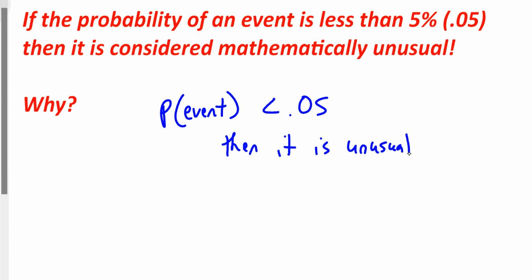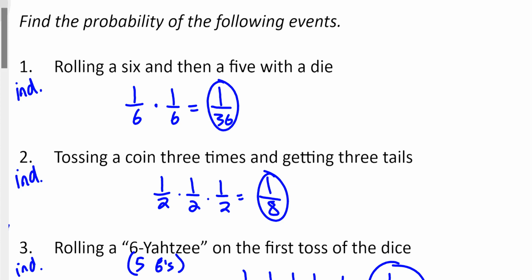In a normal curve, we talked about how 95% of the observations are within 2 standard deviations of the mean, so that's why 5% is rare. If we go back to any of these, we can determine what's rare and what's not. Like actually rolling a 6 and then a 5 on a die is pretty rare. You'd have to take your calculator and figure out the exact decimal versions of them, but it's considered rare.